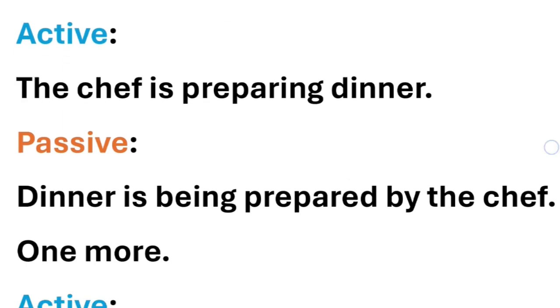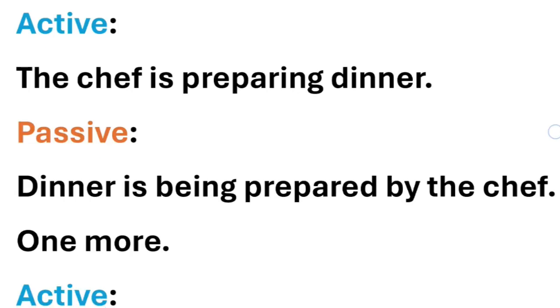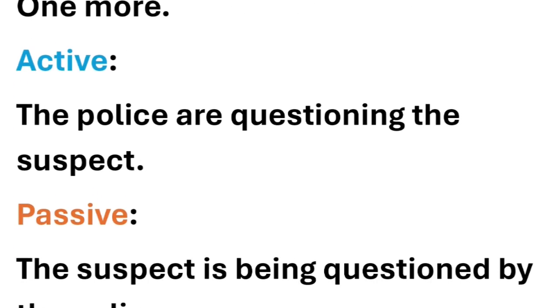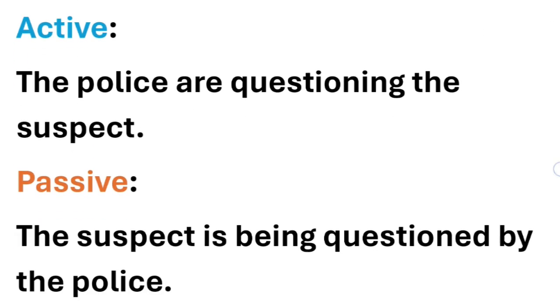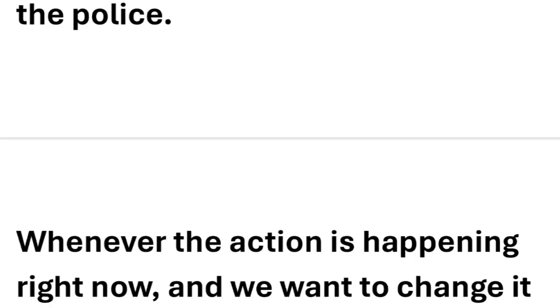Another example we have from the active is the chef is preparing dinner. In this also, the object of active is dinner, which will become the new subject of passive. Let's look at the passive. Dinner is being prepared by the chef. The chef, which was subject in active, has become object in passive. We have another example. The police are questioning the suspect. Now, in this example, the suspect is the object, which will become the new subject in passive. So, in the passive voice we have, the subject is being questioned by the police. Remember, the police, which is subject in active, will become the new object in passive, as we have seen.